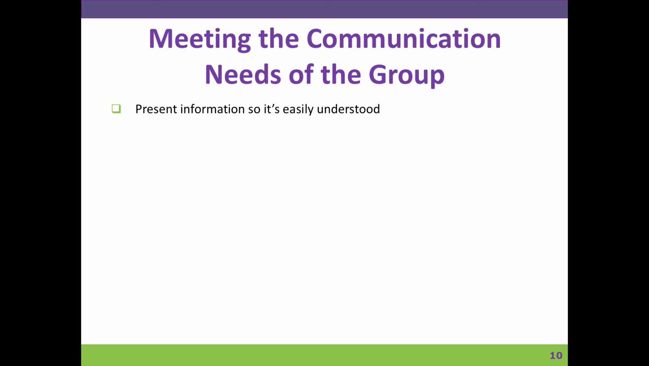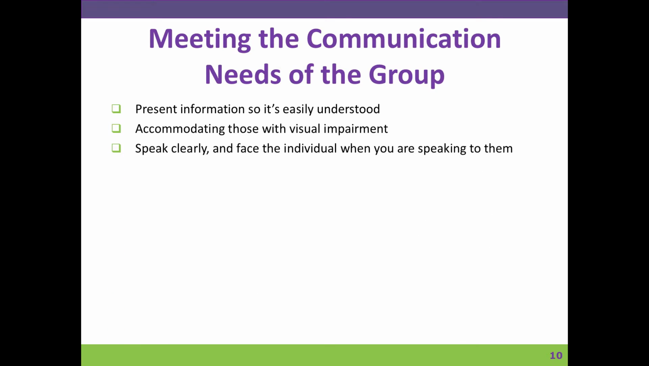We need to present the information in a way that accommodates for all those visual impairments. For example, making sure that all parties can see the information you're showing if a PowerPoint presentation is being used. If someone's unable to see, maybe adjust their seating arrangements by moving them further forward. Speak clearly and face the individuals when you're speaking to them. Use concise and simple language wherever possible. Observe the body language of the other members of the meeting.